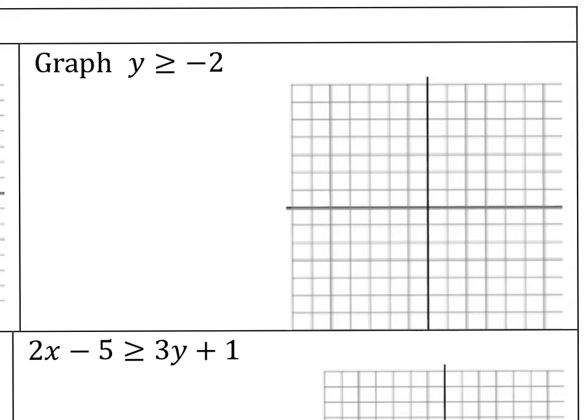And for y greater than or equal to -2, we need to use a solid line, meaning the solution will also lie on the boundary line. Okay, so the boundary line will be y equal to -2, so it's a horizontal line. -1, -2. And it also contains all the y coordinate values above -2.